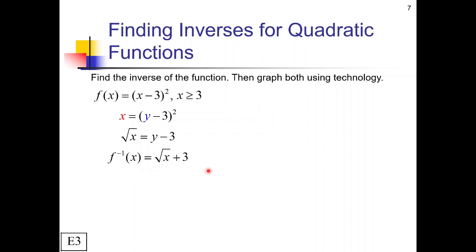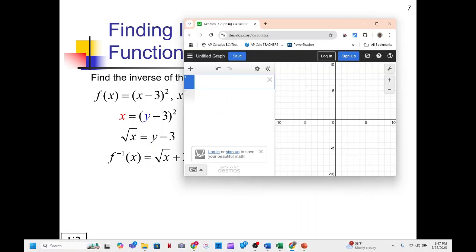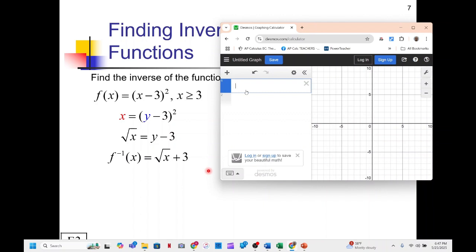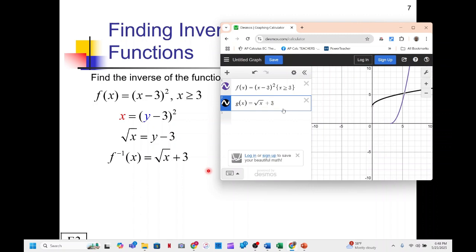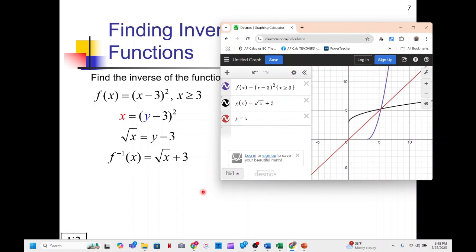All right, let's go to Desmos and graph all this out. So let me move this so I can see things. We have f of x equals parentheses x minus 3 squared, and then curly bracket x, let's see, we've got greater than or equal to 3. So that gives us the right branch of the parabola. And now for our inverse, we've got square root of x, and then plus 3. And then let's just graph y equals x to make sure. Yep, that definitely looks like that is the inverse.